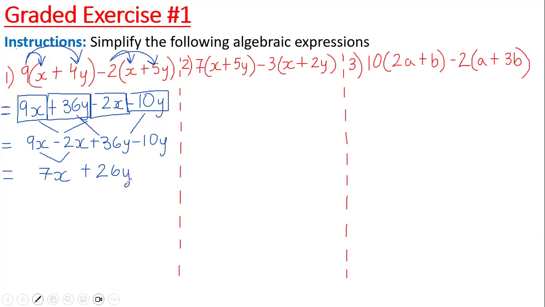Did anyone get that? I did. Good. Ivan Green, where's Ivan Green? Hey, Joe. Do you understand how we got 7x plus 26y? Something like that, but I need one more example.